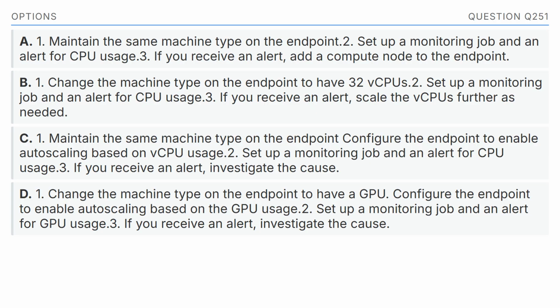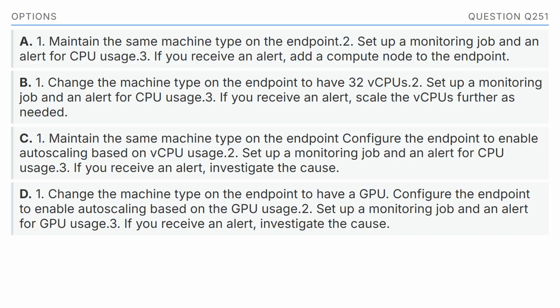Option B. 1. Change the machine type on the endpoint to have 32 vCPUs. Point 2. Set up a monitoring job and an alert for CPU usage. Point 3. If you receive an alert, scale the vCPUs further as needed.